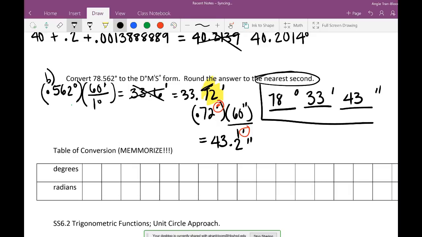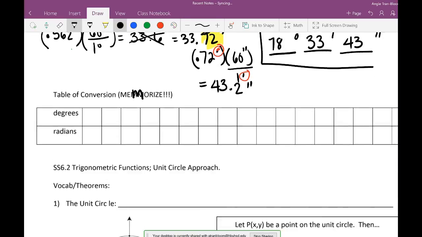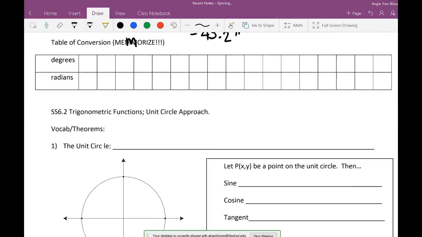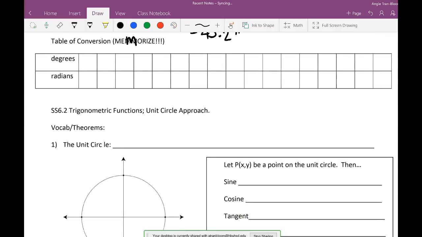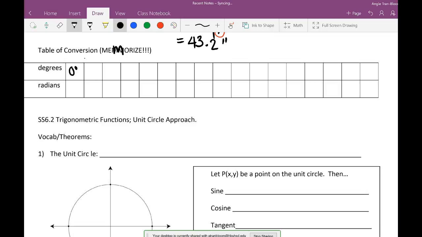All right, table conversion. Memorize with 1 M. I just want you to really memorize it. Okay. So, degrees to radians. Are we ready? 0 degrees is what in radians?